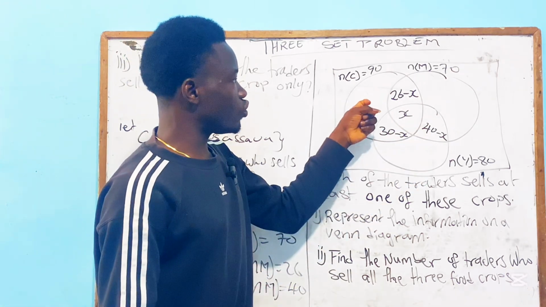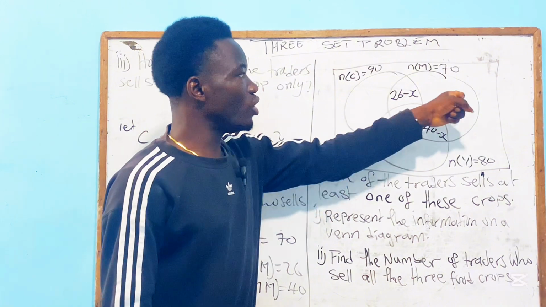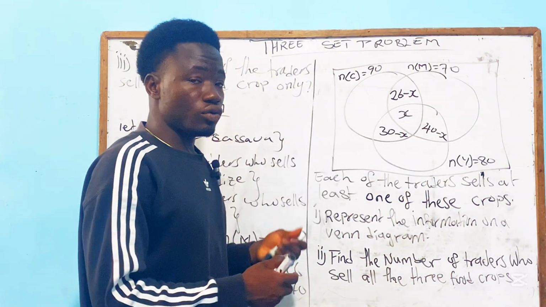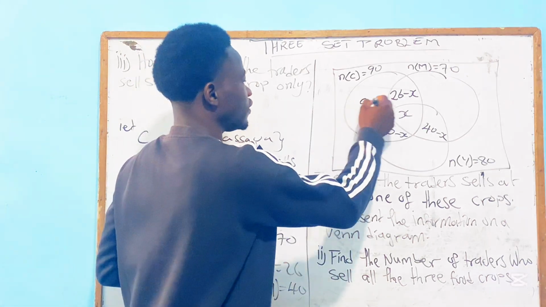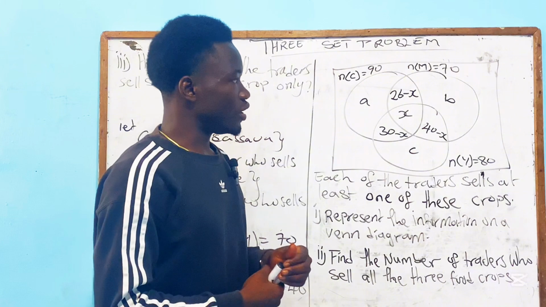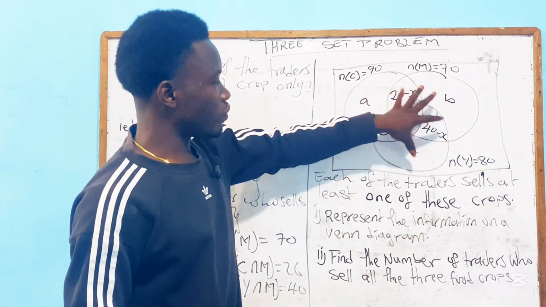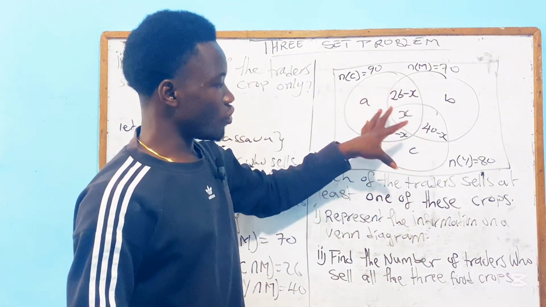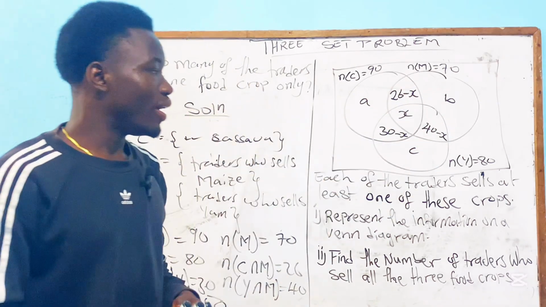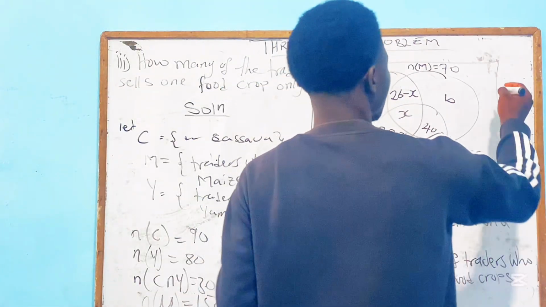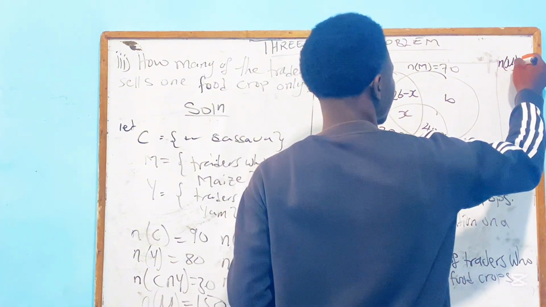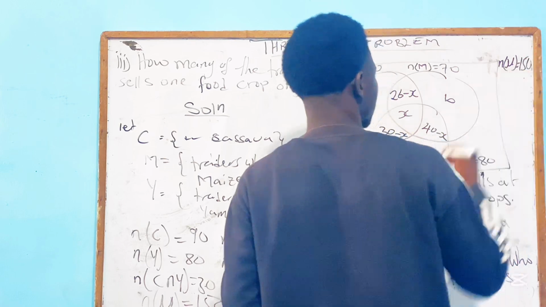Now, we need to get those who sell only cassava, only maize, and only yam. We don't know them, so we can say A, B, and C. But to get the whole of this, the universal set, we need to sum all of these up and equate it to the universal set, which is 150.